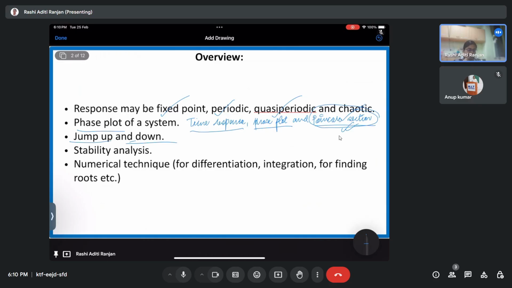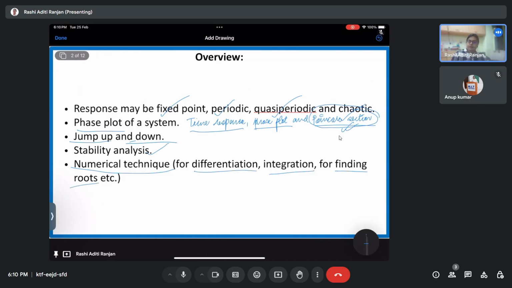Then stability analysis was taken up in this week's lecture, wherein how we can actually work out the stability of the fixed point of the system was discussed, and the last lecture was basically concentrated on the numerical techniques, right? And it introduced the different kinds of numerical techniques that could be used for differentiation, integration, and for finding the roots.